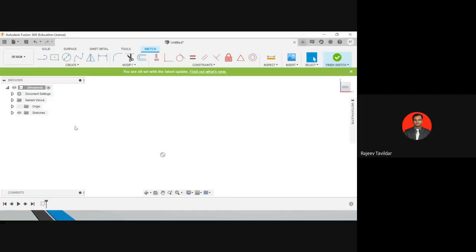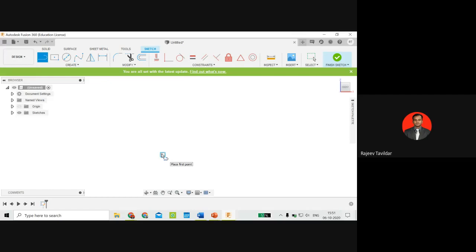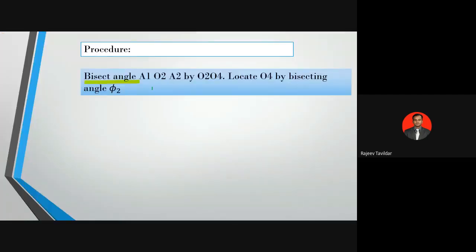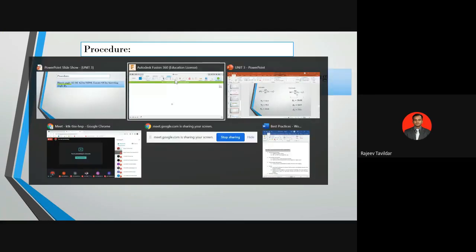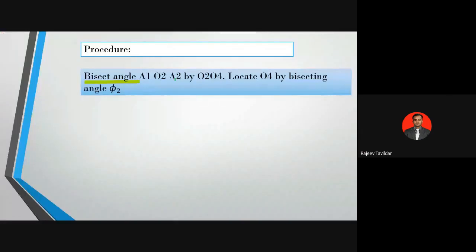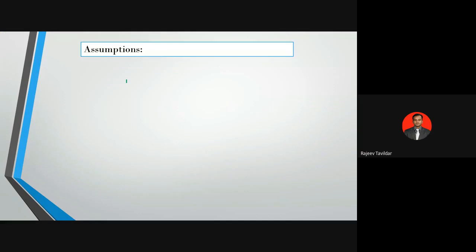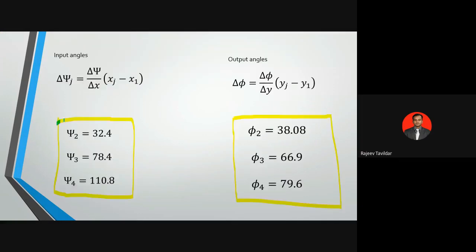So I'll use a software over here. Okay, in the first step, I need to bisect. Let me read what it is. A1, O2, A2. I need to bisect this. So we know the link length and we know the initial angle. What is the angle between A1 and A2? This one. So 32. Yeah, psi of 2 means it is with respect to 1. So between 1 and 2, the angle is 32.4.